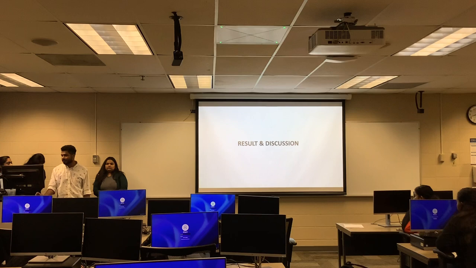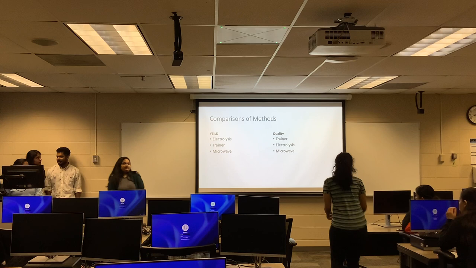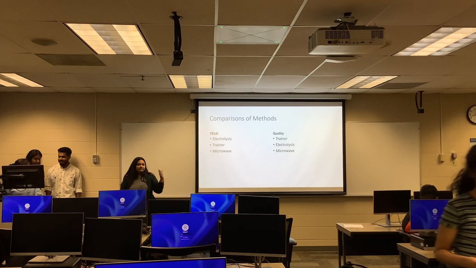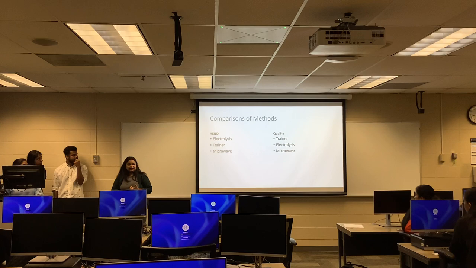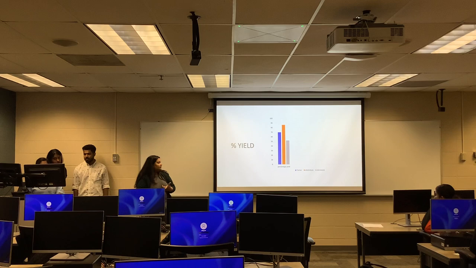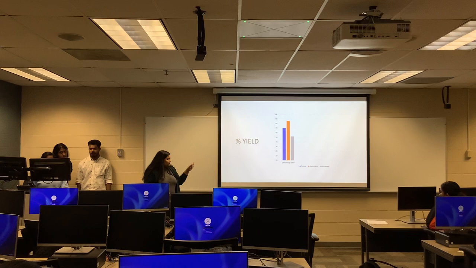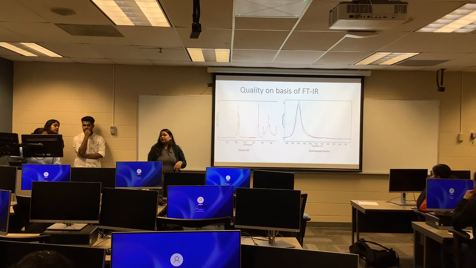So I'll discuss results and discussions. We have done 3 different methods and we have classified our results on the basis of the characterization and the quantity. So it's basically 2 different types, that is quality and quantity. If I talk about the yield, that is the quantity, we got the highest yield by the electrolysis method, the Grignard method was a little bit shorter, and the microwave was the least. The maximum percentage yield was from electrolysis, which has good convenience over the quality, quantity.